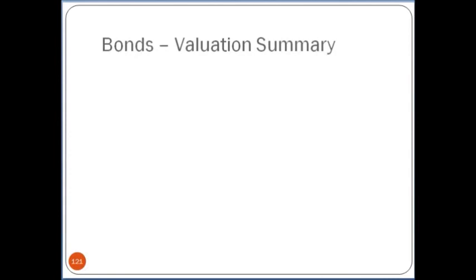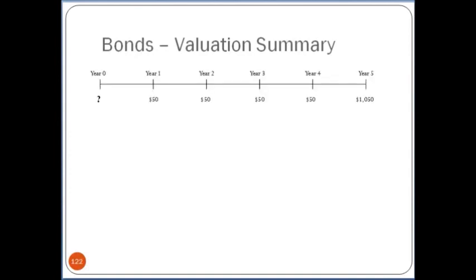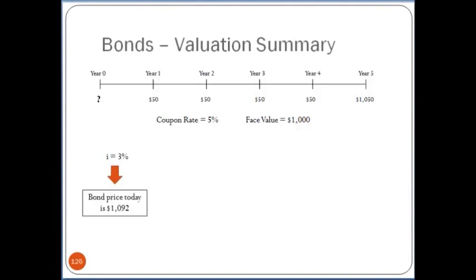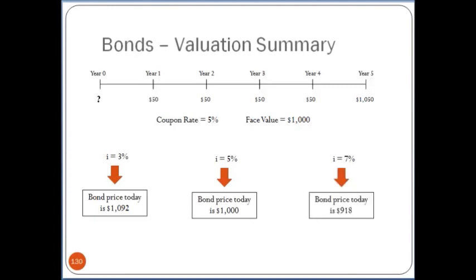Right, so let me just quickly summarize these three examples. All right, here's our bond. We have a coupon rate of 5%, face value of $1,000. This is all specified by the company, by the issuer. Now, what happens if we have a discount rate of the following? Discount rate of 3%. The bond price today is $1,092 and it's selling at a premium. If the market applies a discount rate of 5%, then the price of the bond today is $1,000 and it's selling at par. And if the discount rate is 7%, then the price of the bond today is $918, or it's selling at a discount to par.